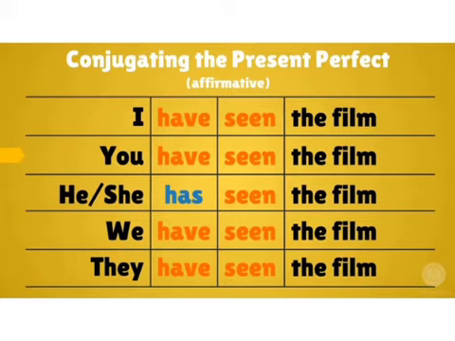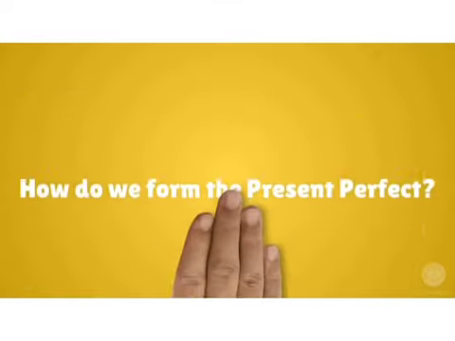See is the verb and seen is V3 form, that is past participle form. You have seen the film. He has seen the film. She has seen the film. We have seen the film and they have seen the film. Here he and she is singular, so we have used has. For other things plural we use have.